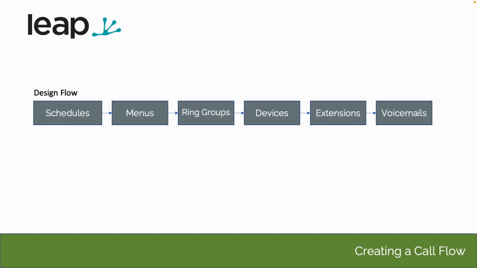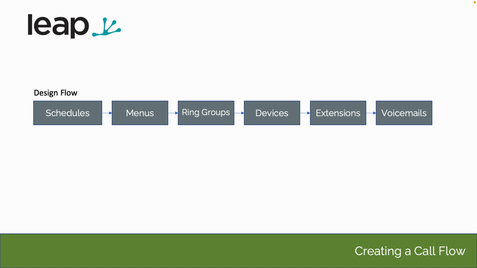Now the system is made up of what I call building blocks. We have schedules, menus, ring groups, devices, extensions, and voicemails. So these can all be put together in order to form your call flow. So what we want to do is design it starting from the left with our schedules. Do we need a schedule for Monday through Friday from 8 to 5 versus hours that were closed?